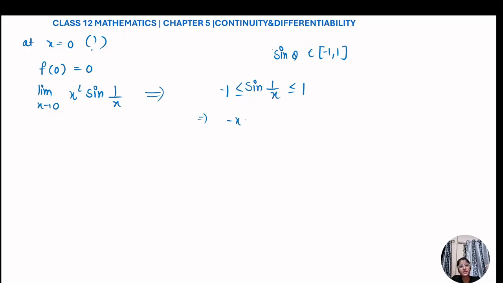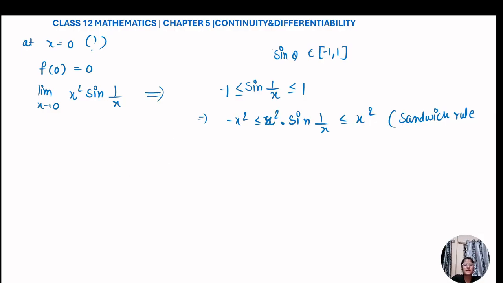So what we get: minus x square is less than or equal to x square times sine of 1 upon x, which is less than or equal to x square. So it is a kind of sandwich. We have to find this limit. If both of these limits are the same, then this limit should be the same number, right? So it's nothing but we are using the sandwich rule. What we are doing is just sandwiching a particular term between two terms which have the same value.